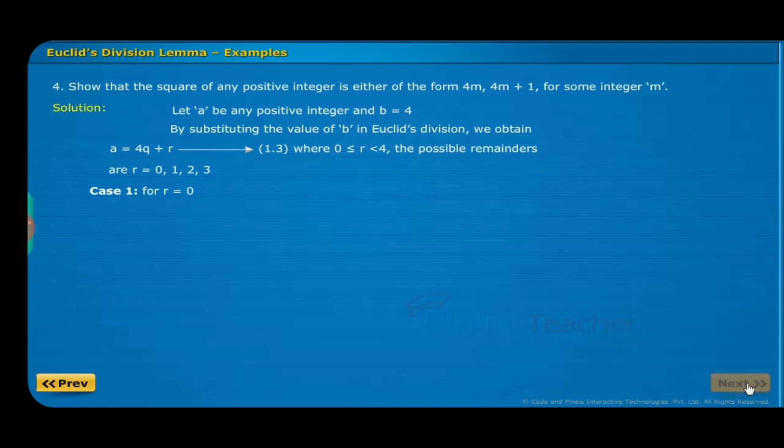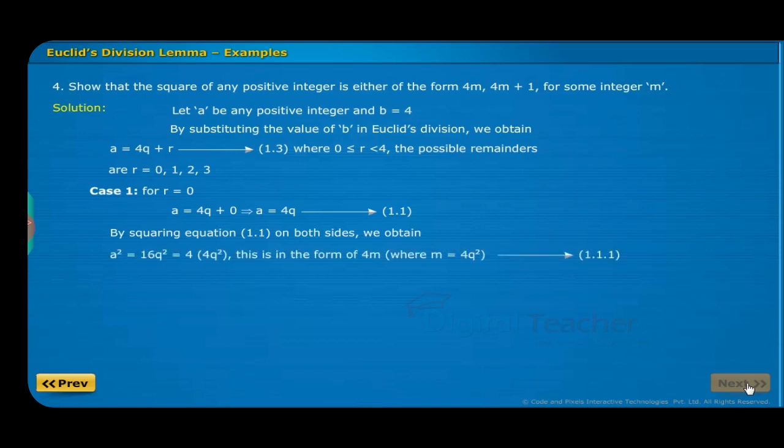Case 1 for r equal to 0. a is equal to 4q plus 0, that is a equal to 4q. By squaring equation 1.1 on both sides, we obtain a square is equal to 16q square, which is equal to 4 into 4q square. This is in the form of 4m, where m is equal to 4q square.